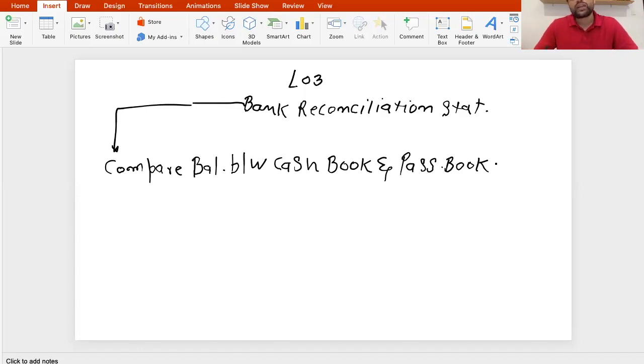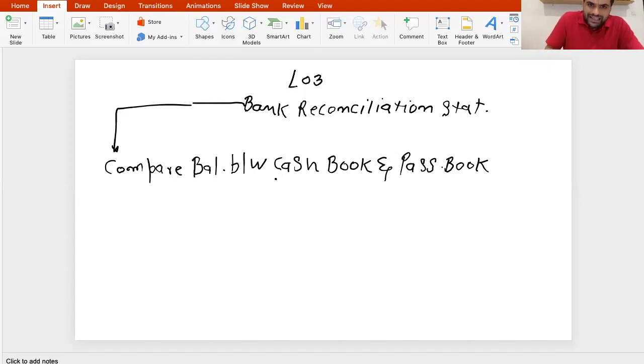In other words, with the help of a bank reconciliation statement, we can find the reasons that may create a difference between the balance of the cash book and the passbook. Now, what is a cash book and what is a passbook? It's important to understand the cash book and passbook, and then we move on further.